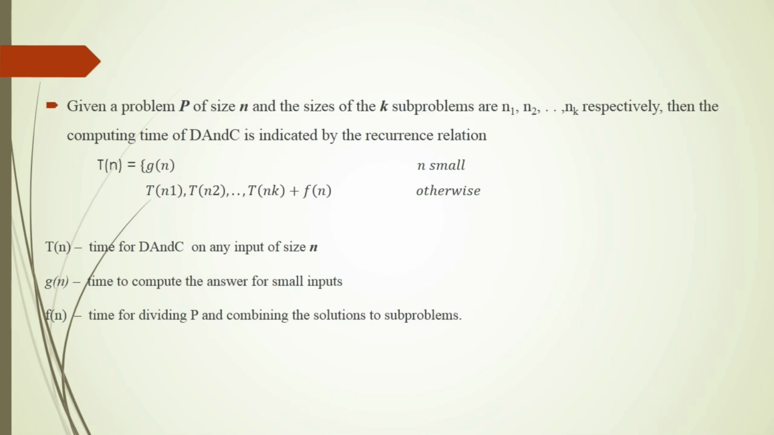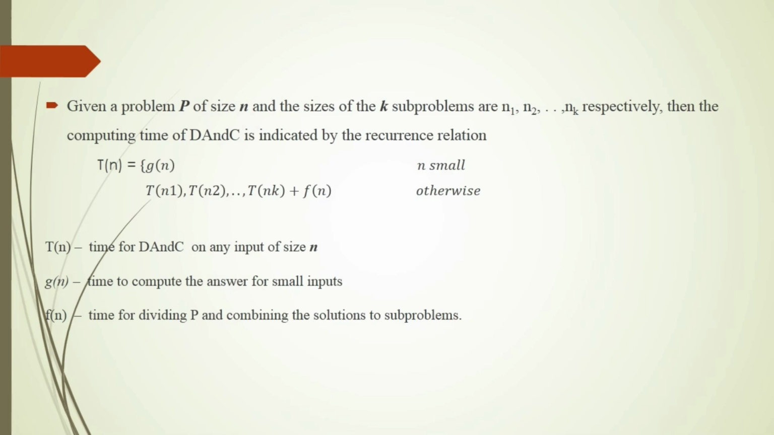Here we are going to discuss the time taken to find the solution to the problem P. Suppose we are given a problem P of input size n, and this problem P has subproblems P1, P2, Pk, where each of these subproblems has a different size, say n1, n2, etc. Then the time taken to compute DAndC for the problem P is given by the recurrence relation T(n) = g(n). g(n) refers to the time taken to obtain a solution where the problem P does not require to be subdivided.